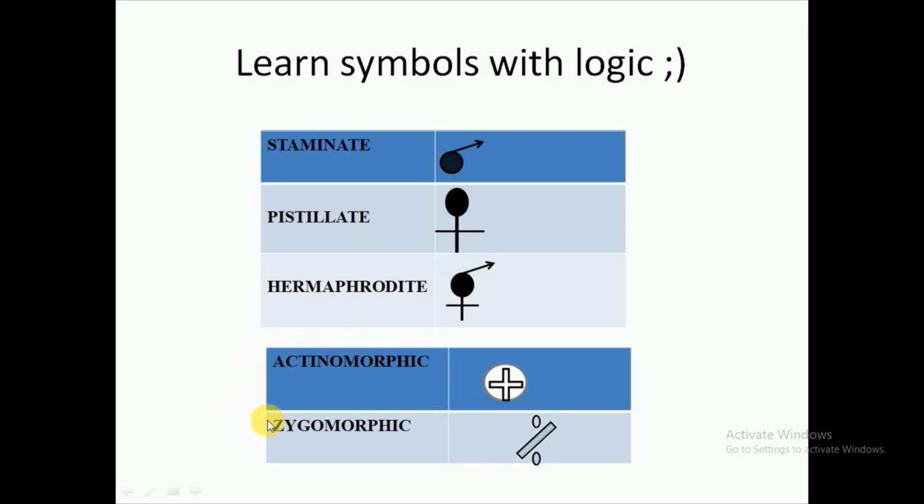One more way to remember this symmetry is that A is the initial alphabetical letter and Z is the last alphabetical letter. This is how we can also remember the symmetry: A is for actinomorphic, and Z, which comes at the last of alphabetical order, is for zygomorphic.